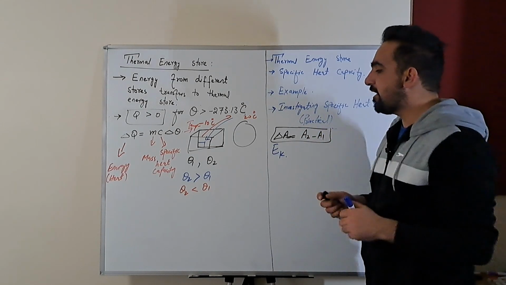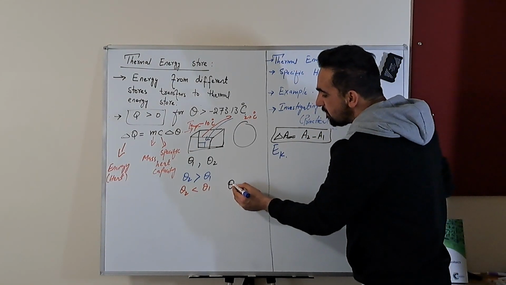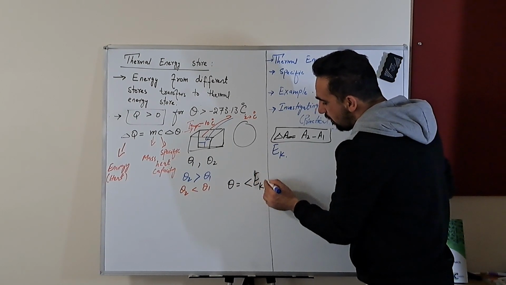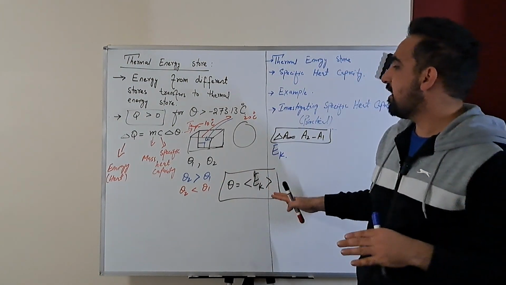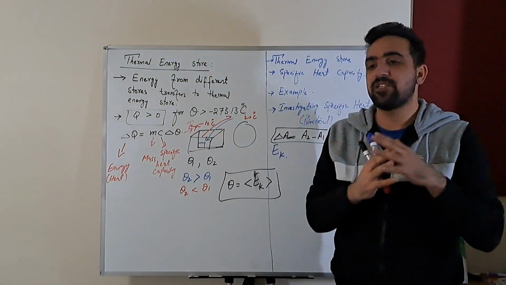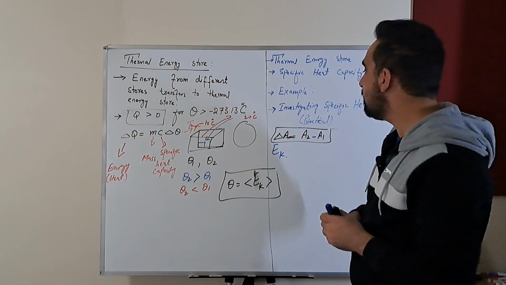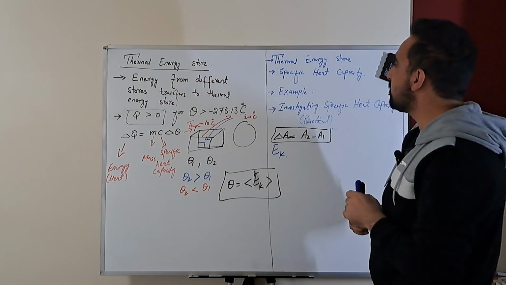But if you want to define it further, you can say temperature is defined as the average kinetic energy of the particles of a system. At this level, we can simply say that temperature is the measure of the degree of hotness or coldness of a body. Is this clear? So that was about the thermal energy store.